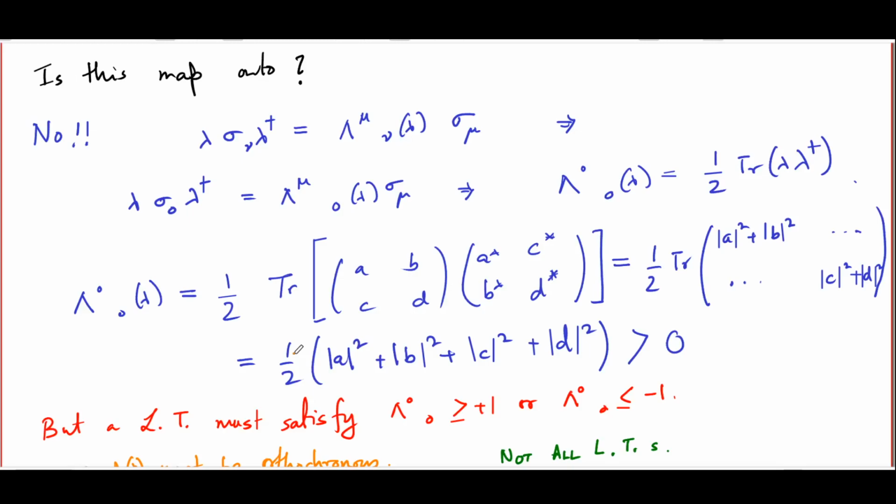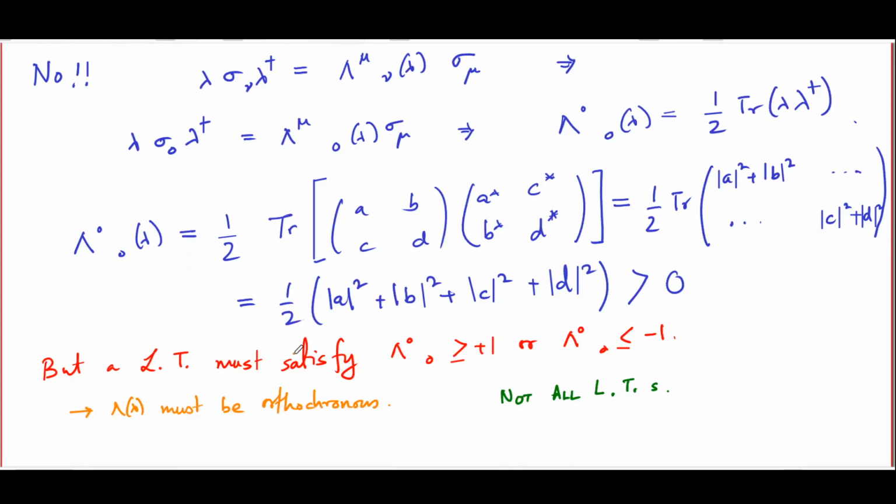What we have seen earlier though is that a Lorentz transformation can satisfy either lambda 0 0 larger than or equal to plus 1 or lambda 0 0 less than or equal to minus 1. Now, since we have already shown that our lambda 0 0 has to be bigger than 0, has to be positive, the only possibility is that it has to be bigger than or equal to plus 1. So, it is not possible to get a Lorentz transformation with lambda 0 0 less than or equal to minus 1 using this map. The only Lorentz transformations you can get as images from this map are the orthochronous ones.